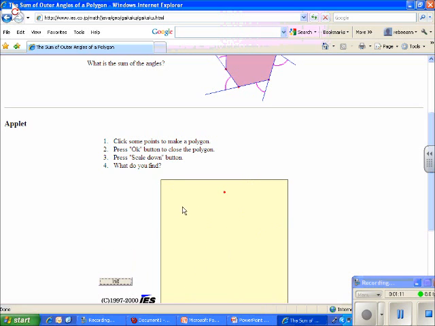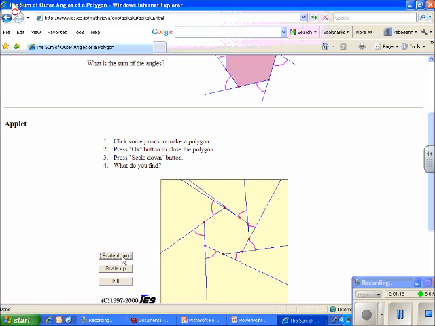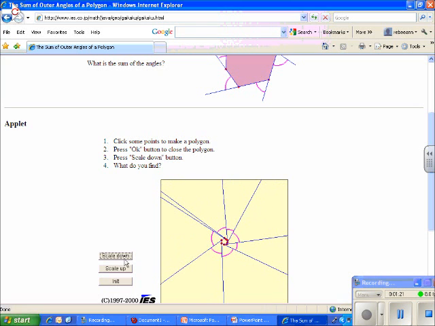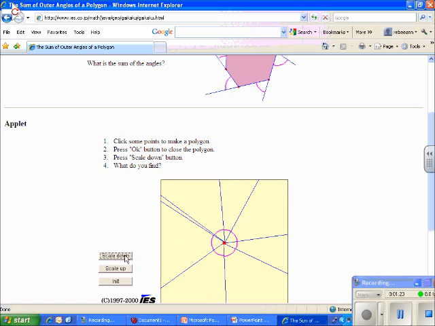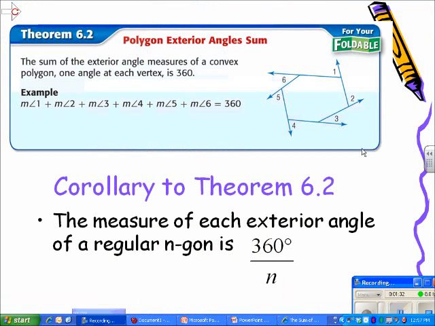I can do it again with something bigger. 4, 5, 6, 7, 8. So there's an octagon. If I scale it down, every time I scale down the exterior angles, they come together to form a circle. So that's why all the outside angles on the polygon are always going to add up to 360 degrees. So this leads you to the polygon exterior angle sum theorem, which says the sum of the exterior angle measures of a convex polygon, one angle at each vertex, is 360 degrees.